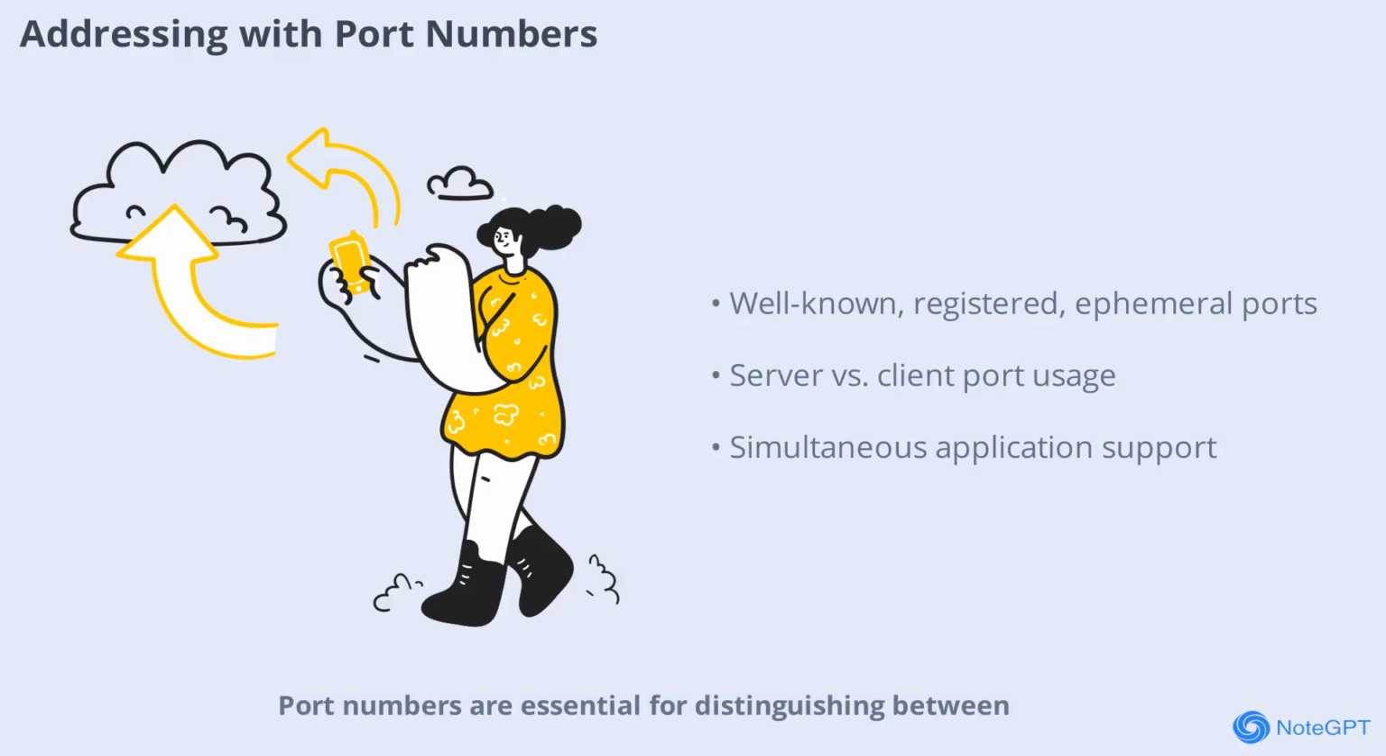Port numbers are essential for distinguishing between multiple applications running on the same device. There are three main types: well-known ports 0 to 1023, registered ports 1024 to 49151, and ephemeral or dynamic ports 49152 to 65535. Well-known ports are reserved for server processes, registered ports are not assigned or controlled, and ephemeral ports are temporary, typically used by client processes. This structured approach to port addressing allows multiple network applications to operate simultaneously without interference, ensuring organized and efficient communication.